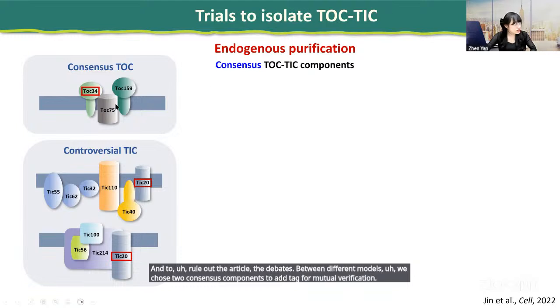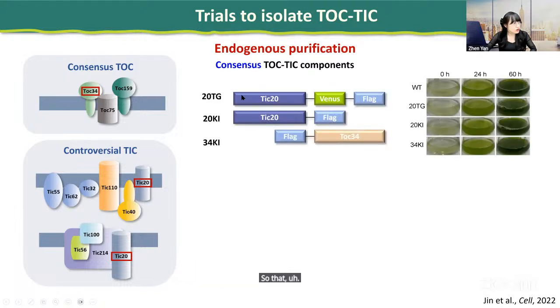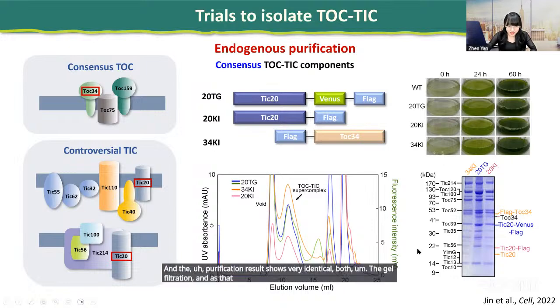One is the consensus component from the TOC complex, and the other is the only consensus component from the TIC translocon, so that in total three strains were made for cross-validation. And then we purified the TOC-TIC supercomplex from the three strains respectively. The purification results show very identical on both the gel filtration and SDS-PAGE, which indicates that we isolated the genuine endogenous TOC-TIC supercomplex.